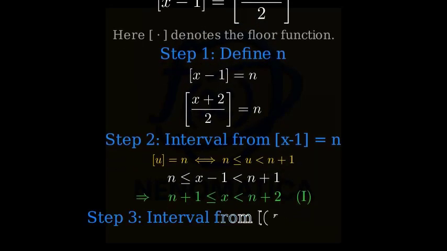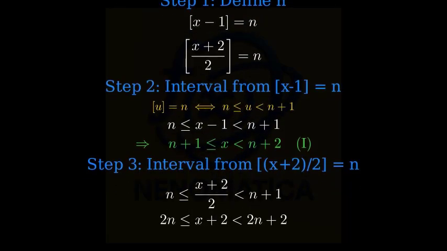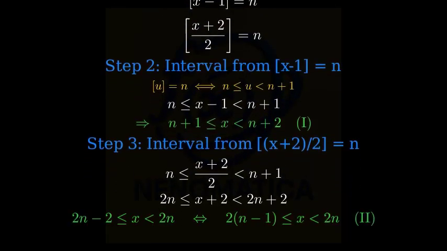Step 3. Now do the same for the second floor. Floor of (x plus 2) over 2 equals n means n is less than or equal to the fraction, and the fraction is less than n plus 1. Multiply the inequality by 2, then subtract 2, to get interval 2. 2 times n minus 2 is less than or equal to x, which is less than 2n. We can write that as 2 times (n minus 1) less than or equal to x, which is less than 2n.